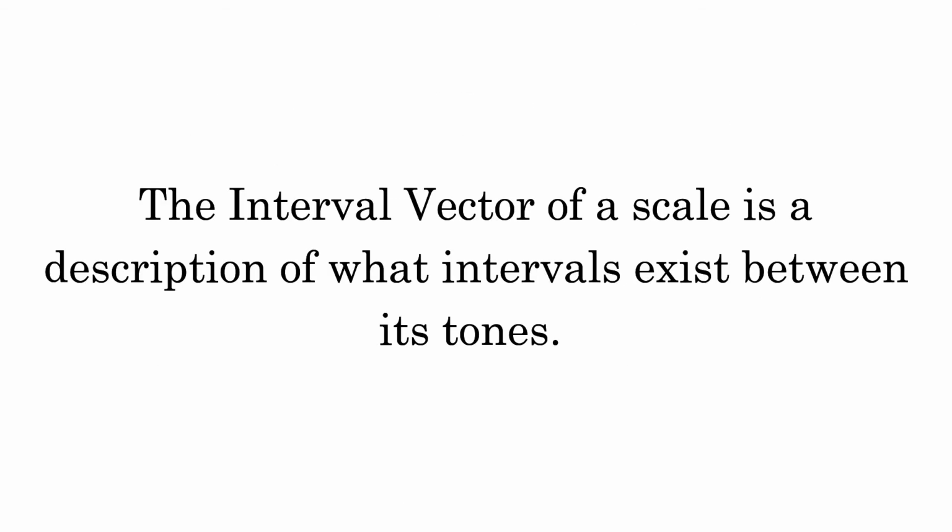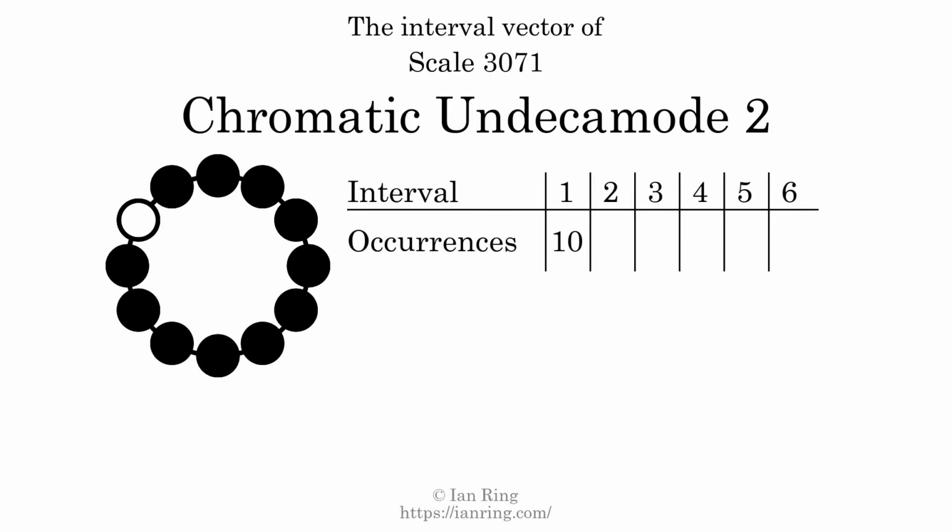The interval vector of a scale is a description of what intervals exist between its tones. There are 10 intervals with the size of 1 semitone. They are here, here, here, here, here, here, here, here, here, and here. There are 10 intervals with the size of 2 semitones.